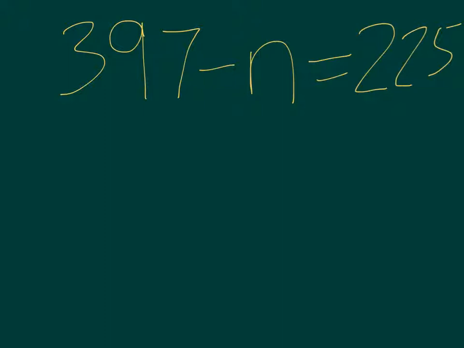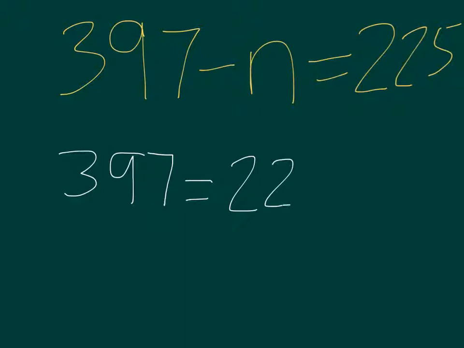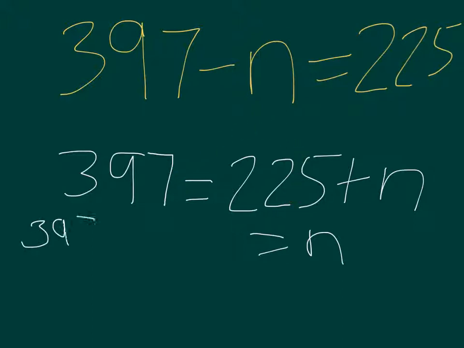So the first thing I'm going to do is I'm going to write my 397 equals 225, and I'm going to take this minus n and move it to the other side, which if it's minus on the left side, now we're going to move it over. Now it's going to be plus n. That's step 1, right? I've got 397 equals 225 plus n. This is great because now I just want to have equals n. So I'm going to take this positive 225, and you guessed it, move it over so it's no longer plus 225, it's 397 minus 225 is going to equal n.